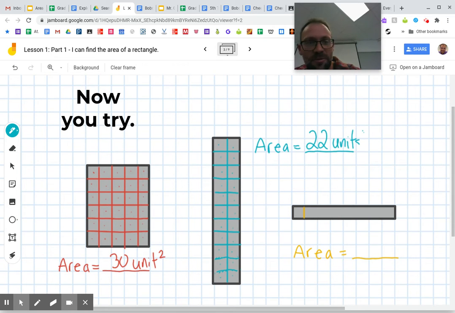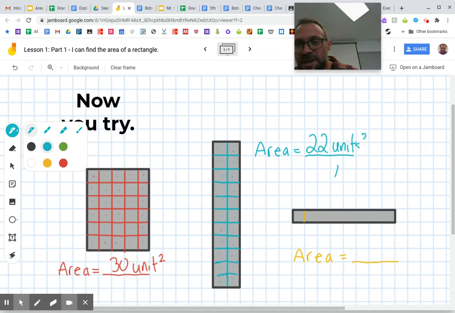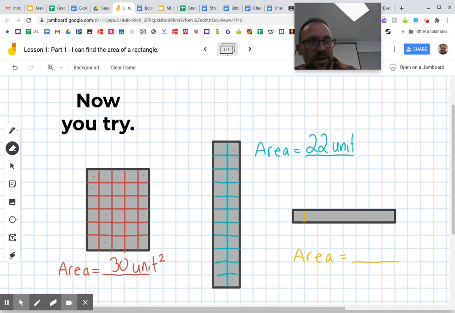Uh-oh, I can't write squared. Oh no, squared units. Let's see if I can try this again. I'm struggling to draw units squared. Let me erase everything here and try this again. All right, units squared. Oh man, units squared. Okay, good.